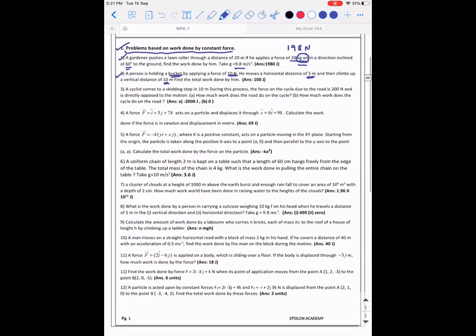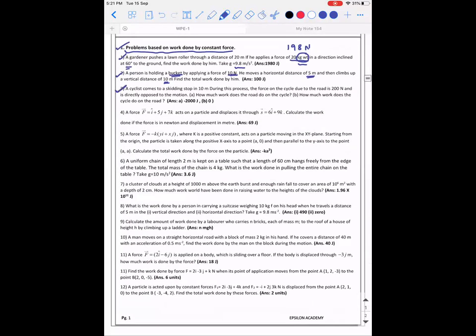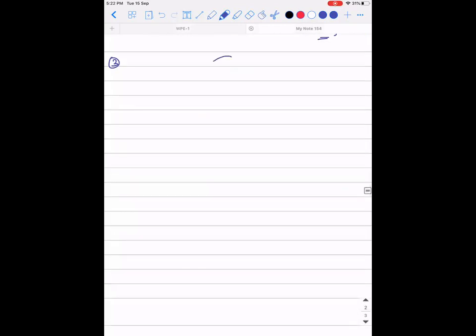Next problem. Try this. A cyclist comes to a skidding stop in 10 meters. Skidding stop in the sense he's applying brakes. During this process, the force on the cycle due to the road is 200 Newton and is directly opposite to the motion. How much work does the road do on the cycle? How much work does the cycle do on the road? There is an important question, mark it. So there is a cyclist whose wheels are in contact with the road.